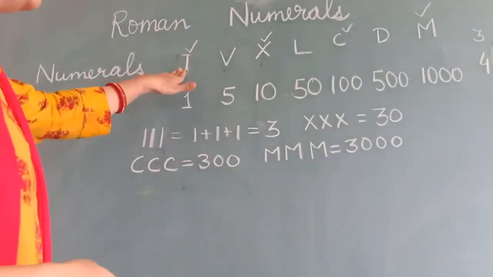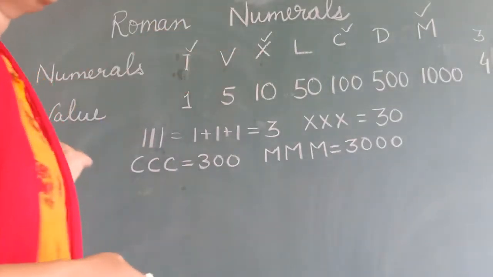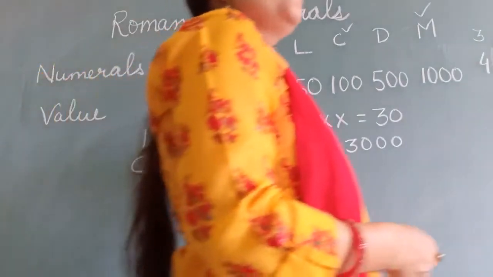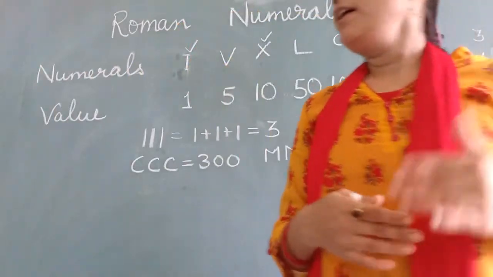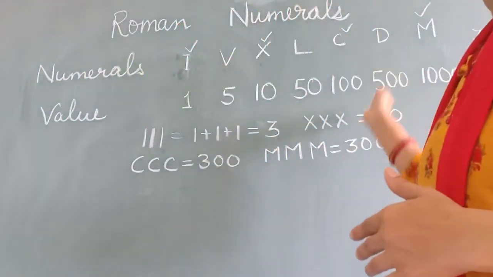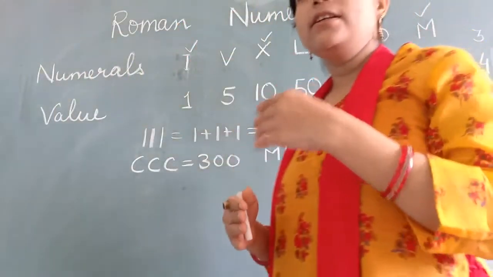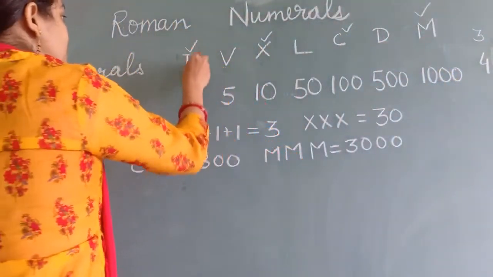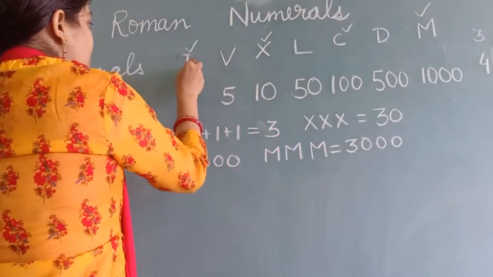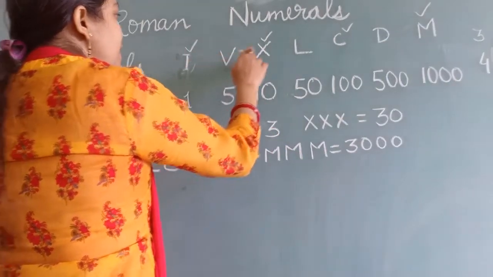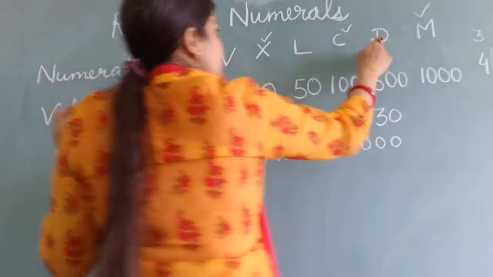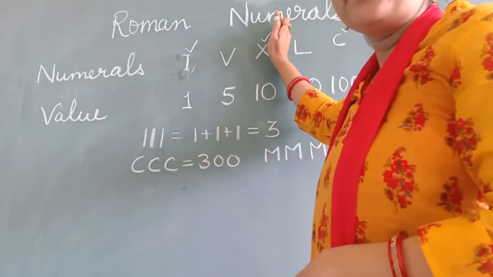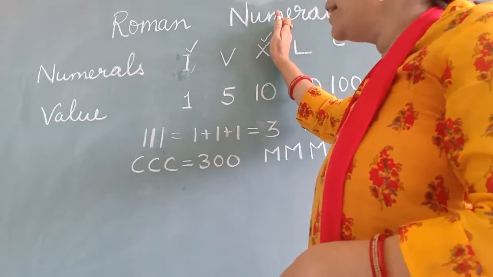If we are writing I on the left hand side of V or X, that means we are subtracting from the larger number. And if I am writing it on the right hand side, that means we are adding to the larger number. So we can add and subtract I with V and X only, not with L, C, D, M. Only with these two numbers, okay? Only with the 5 and 10.